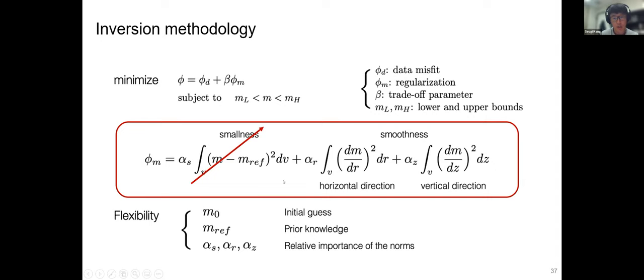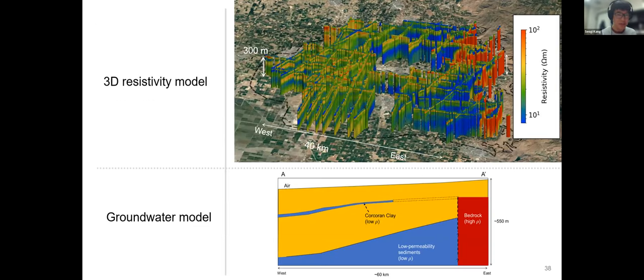And for the conventional approach, we're just going to use the smoothness. So we're just assuming a smooth transition of resistivity in lateral and vertical direction. And by applying this conventional inversion, that's the 3D resistivity model that we can obtain. So we're moving from west to east. This is the Sierra Nevada, and that's the valley. And we're seeing the depth scale of 300 meters. Blue color means low resistivity, and the red color means high resistivity.